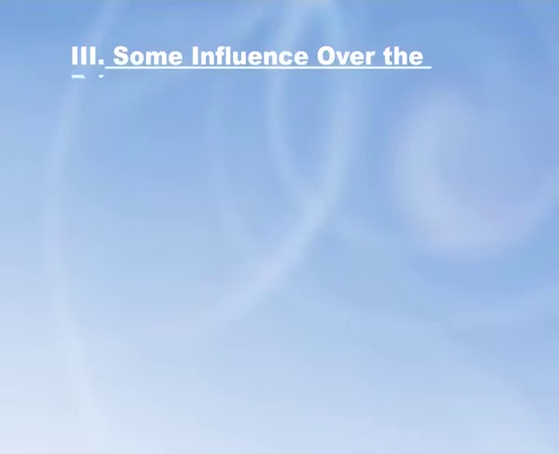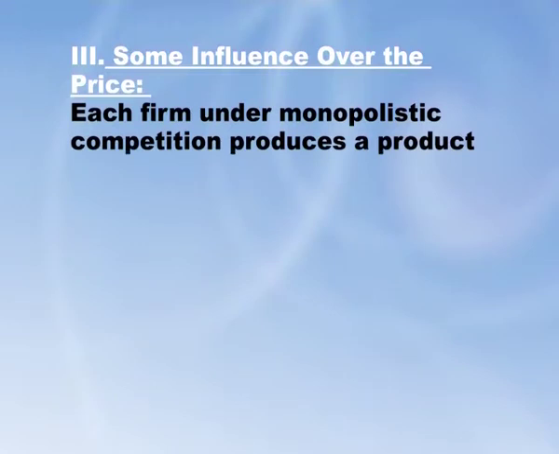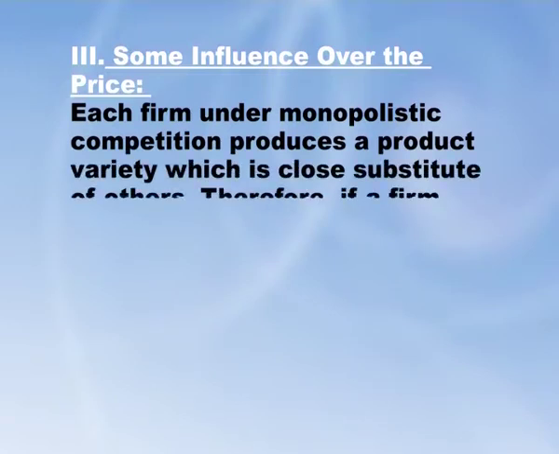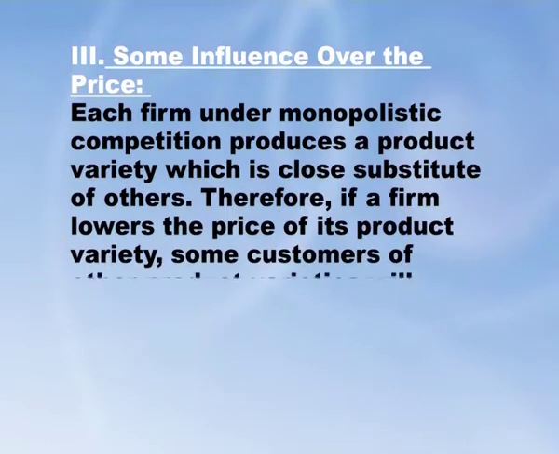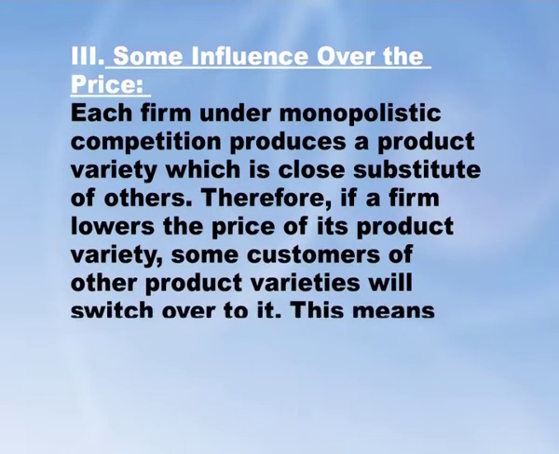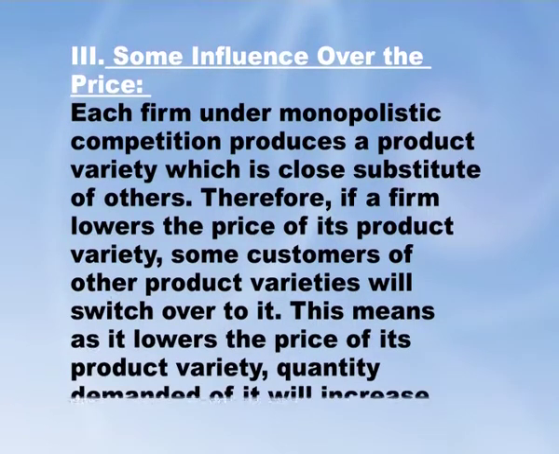Third, some influence over the price. Each firm under monopolistic competition produces a product variety which is a close substitute of others. Therefore, if a firm lowers the price of its product variety, some customers of other product varieties will switch over to it. This means as it lowers the price of its product variety, quantity demanded of it will increase. On the other hand, if it raises the price of its product, some of its customers will leave it and buy the similar product from its competing firms.